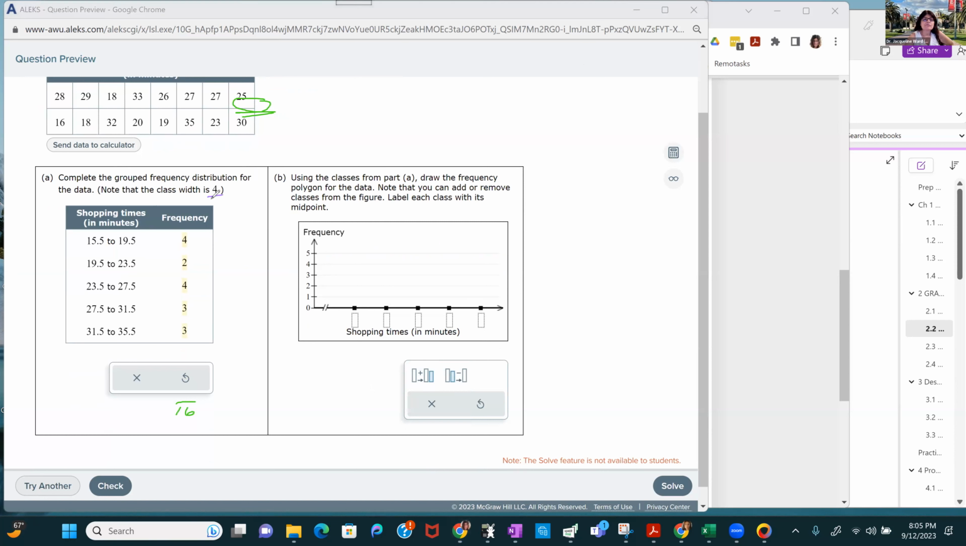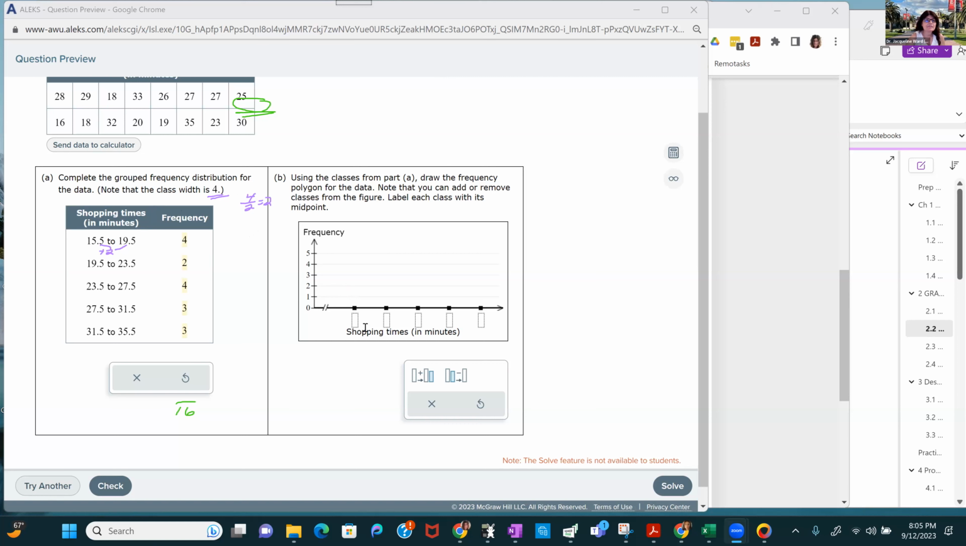Okay, the class width is 4. So for heaven's sakes, all you've got to do is add 2 to the starting point, right? Or subtract 2 from the endpoint, but just add 2. Notice between 15 and a half and 19 and a half, you've added 4. So to get halfway, you're going to add half of 4, which is 2.